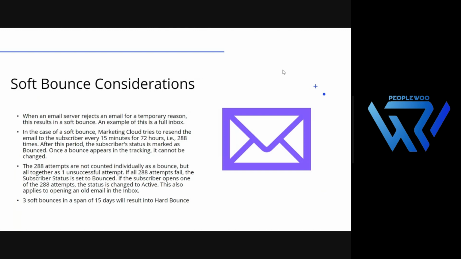Once a bounce appears in the tracking, it cannot be changed. The 288 attempts are not counted individually as a bounce, but all together as one unsuccessful attempt. If all 288 attempts fail, the subscriber status is set to bounced. But if the subscriber opens any email once it receives it, the subscriber status is changed back to active. So guys, this is how one soft bounce is calculated.